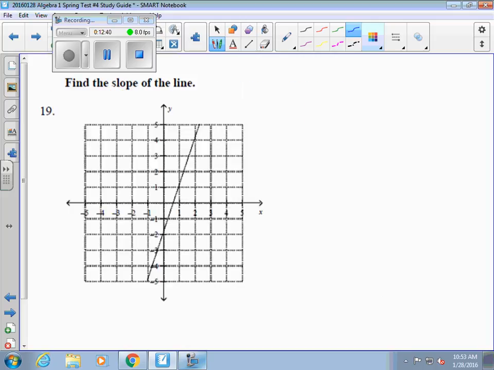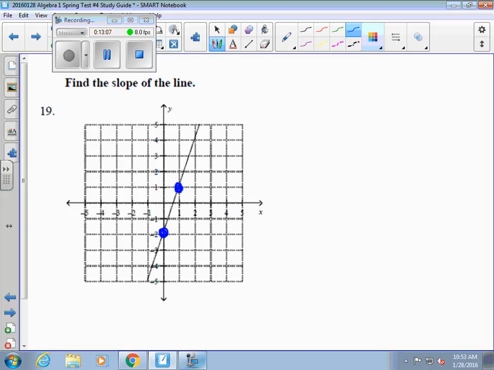Number 19, find the slope of the line. Toughest part about this one is finding two good intersections. Remember, don't pick an intersection that's in between two values. Pick one that has a good x value and a good y value at both spots. This is a good intersection right here. This is another good intersection right here. If you pick some that are further apart, you'll just have to reduce it a little bit more. It's not going to be wrong. Just make sure you don't pick one that's in the middle of two lines.